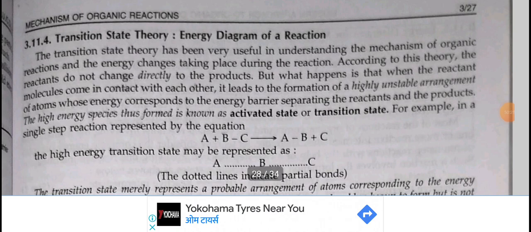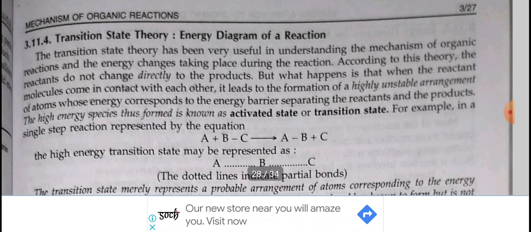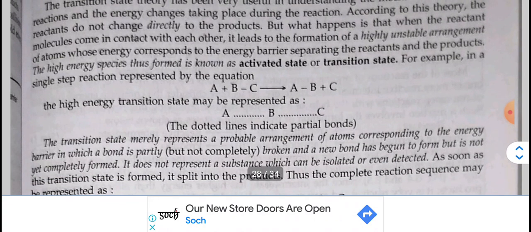Transition state theory. Energy diagram of a reaction. Transition state theory has been very useful in understanding the mechanism of organic reactions and the energy changes that take place during the reaction. According to this theory, the reactants do not change directly to the products. What happens is that when reactant molecules come in contact with each other, it leads to the formation of a highly unstable arrangement of atoms whose energy corresponds to the energy barrier separating the reactants and the products. The high energy species thus formed is known as the activated state or transition state.